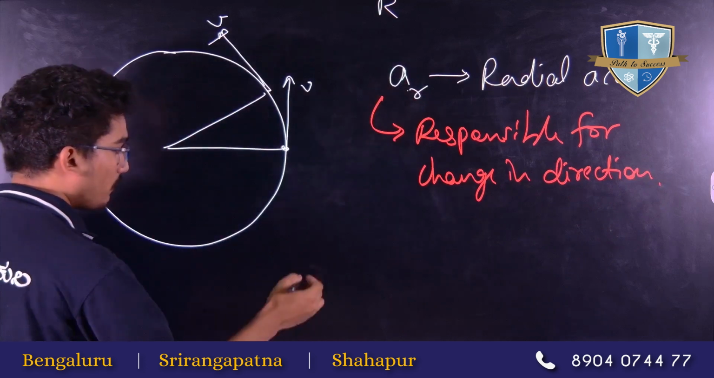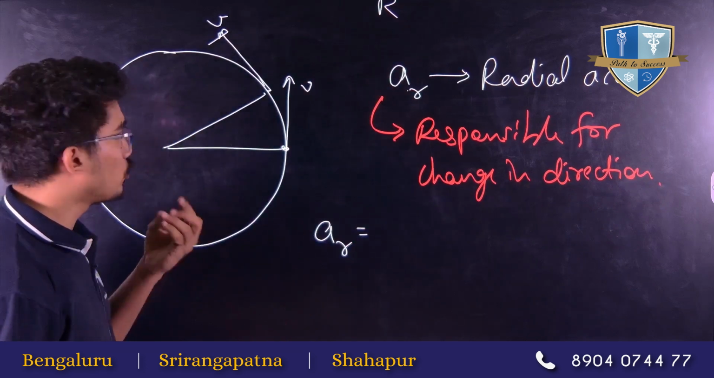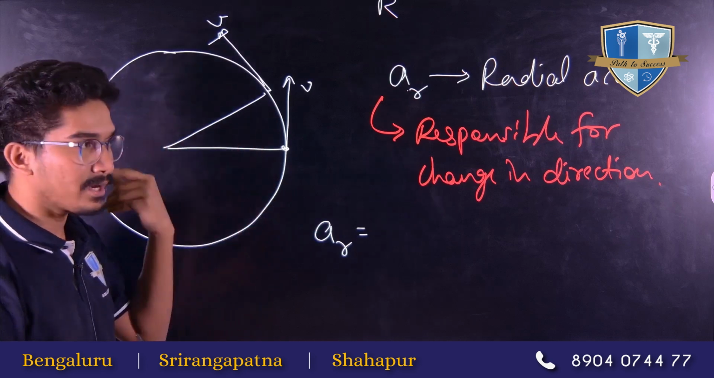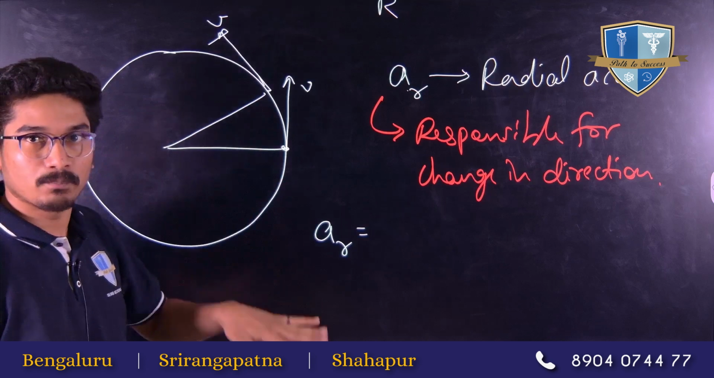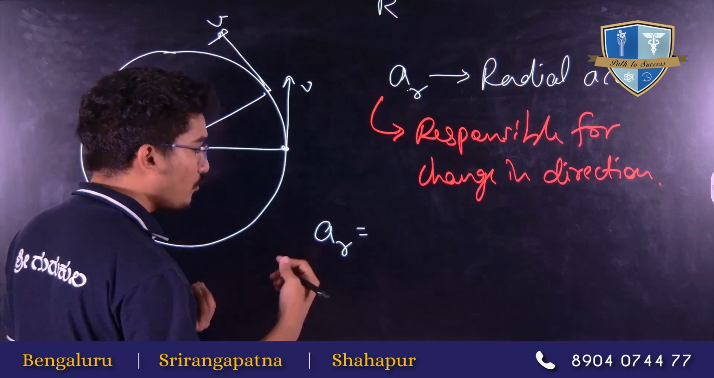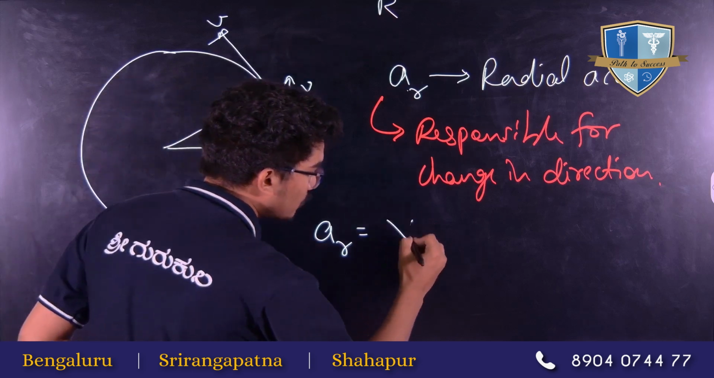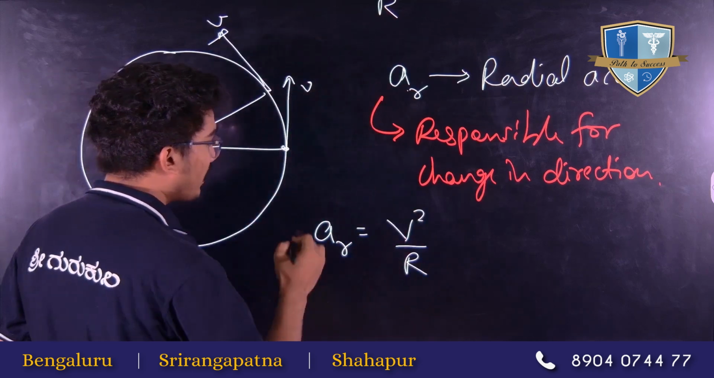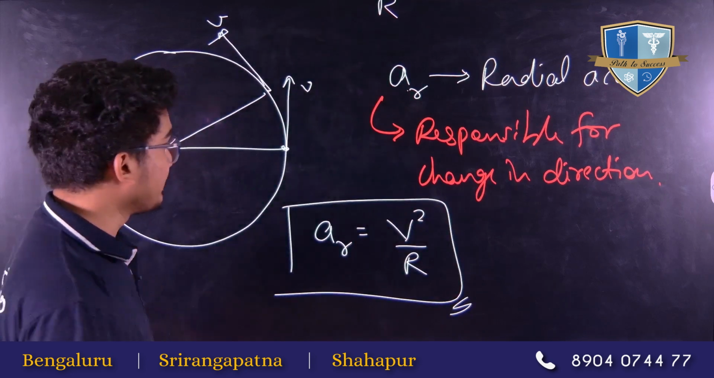So what is the formula for AR? In your textbooks there will be a proof. There are multiple ways to prove: one is through similar triangle criteria, and another way is through vectors as well. For now, proof is not important. For us, the formula is important, because we want to solve questions in competitive exams. So the formula for radial acceleration is v square by r. This tangential speed squared divided by r will give us the magnitude of radial acceleration.